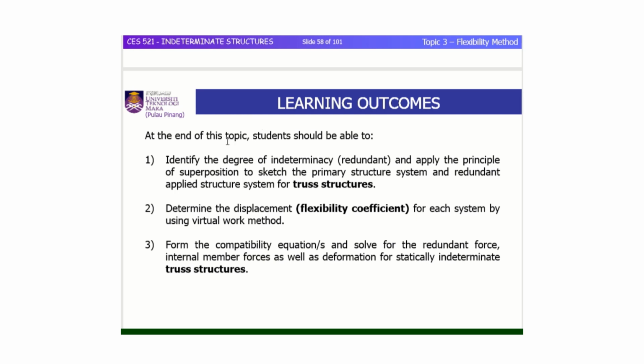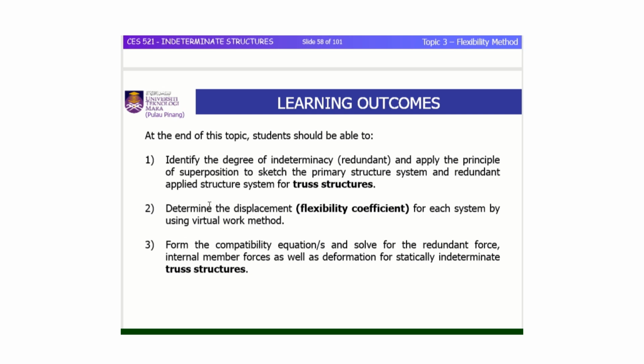At the end of this topic, students should be able to, number one, identify the DOI, which later becomes our redundant. Then after you remove that redundant, you must have the ability to sketch the primary structure system and redundant structure system, which is actual structure equal to primary structure system plus redundant structure system. That principle we call principle of superposition for truss structure.